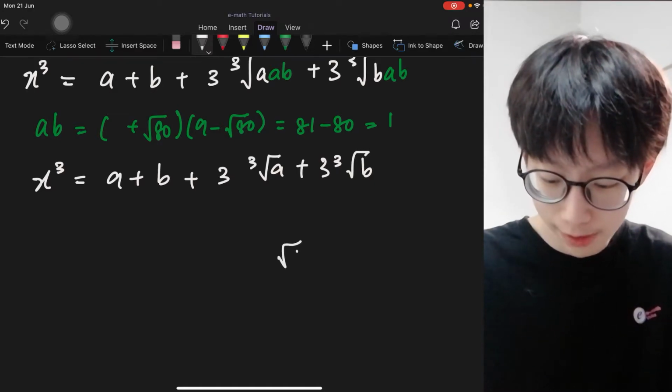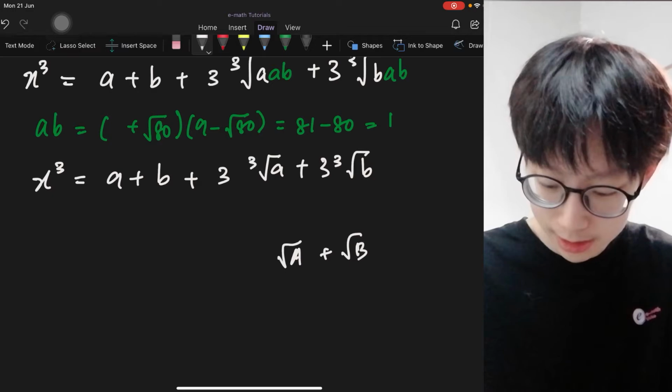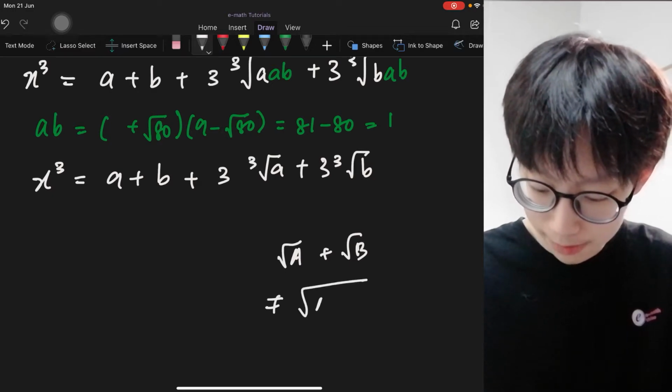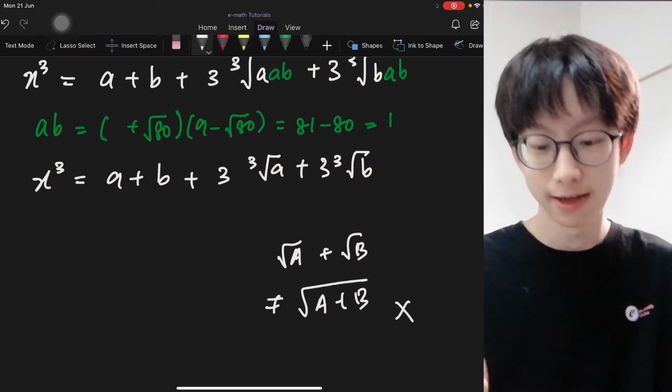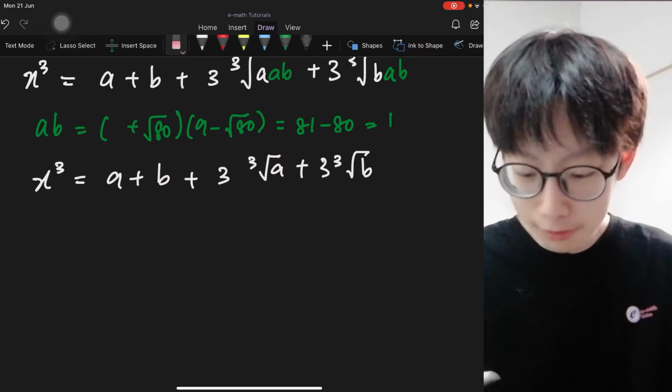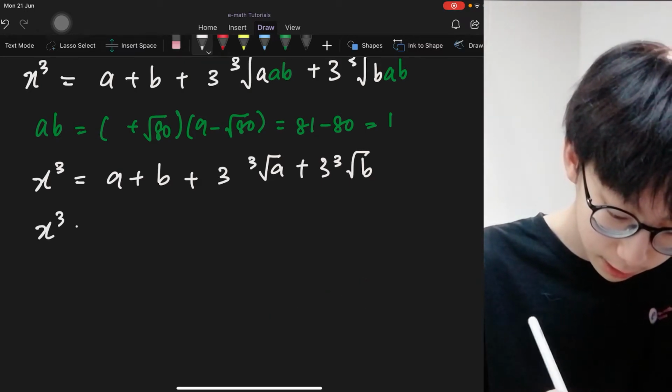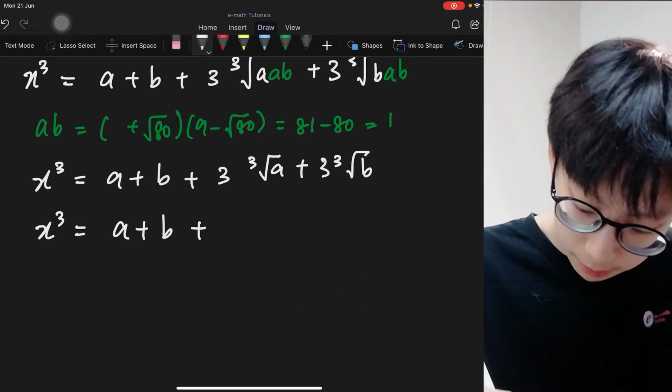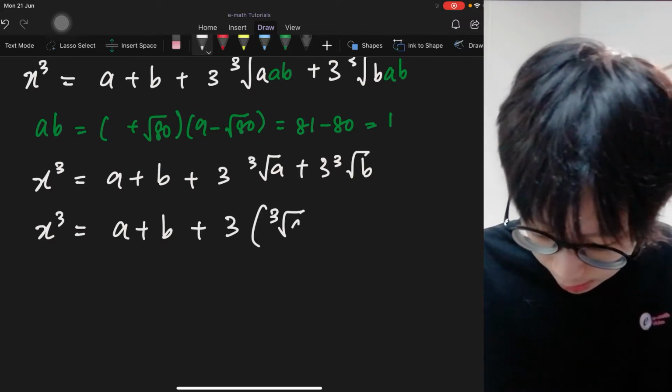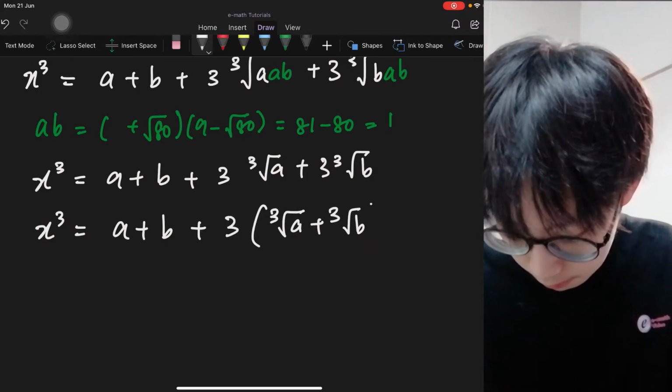Okay, the square root of a plus the square root of b is not the same as the square root of a plus b. Don't make this careless mistake, okay? Anyway, you can factor out the 3. So let's do that: a plus b plus 3 times the cube root of a plus the cube root of b.